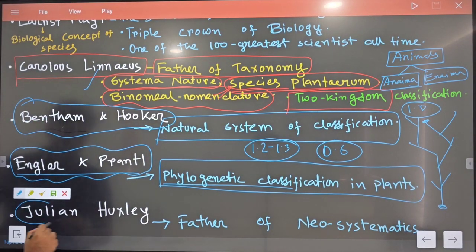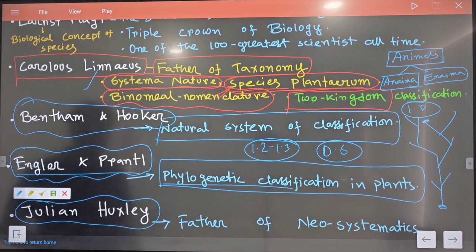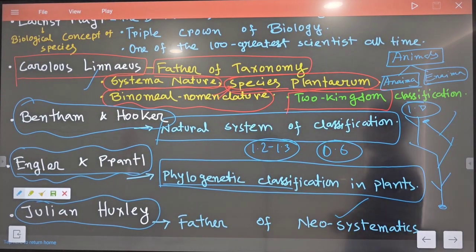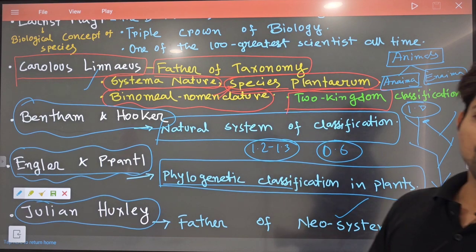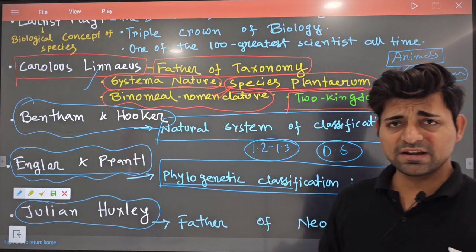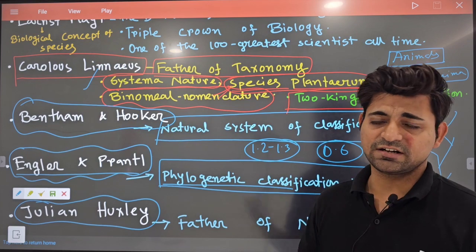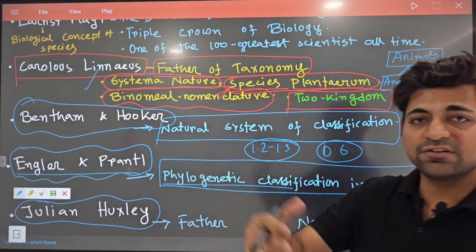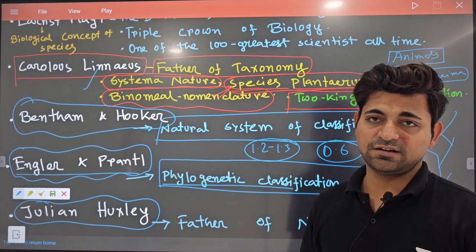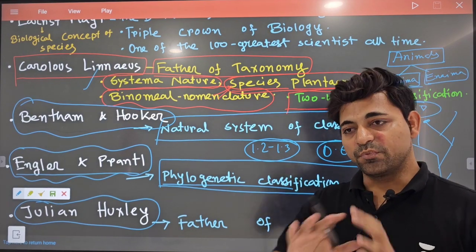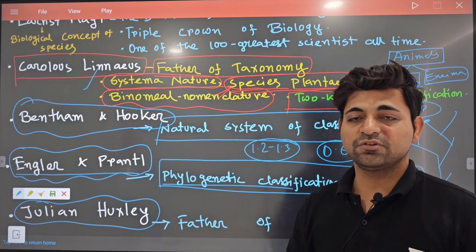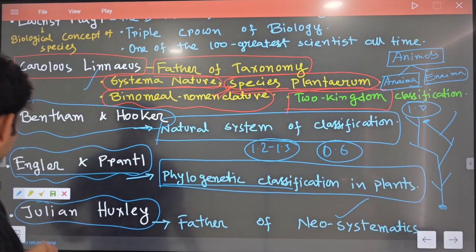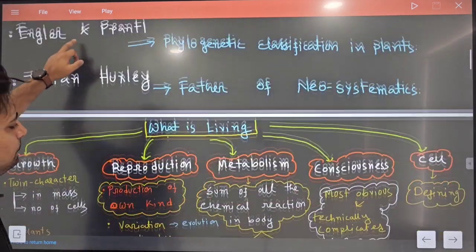Then there is another eminent scientist, Julian Huxley. He is regarded as the father of neo-systematics. What is systematics? In taxonomy, we mainly talk about identification, nomenclature and classification. And when you combine phylogeny with identification, classification and nomenclature, it forms a broader aspect of taxonomical studies, that is systematics. Okay, now let's move to the next slide.